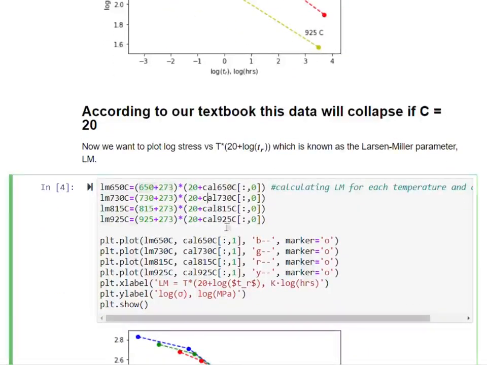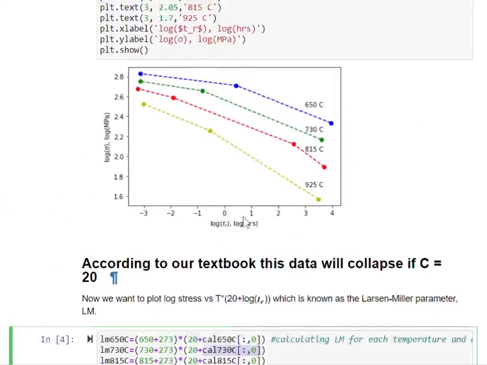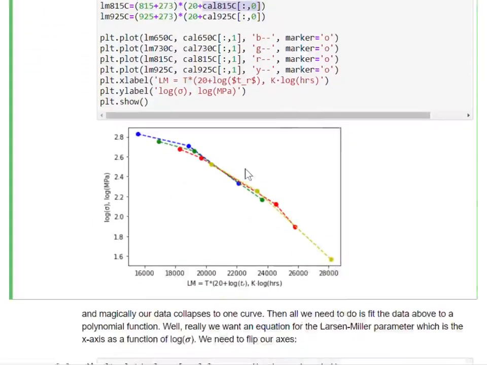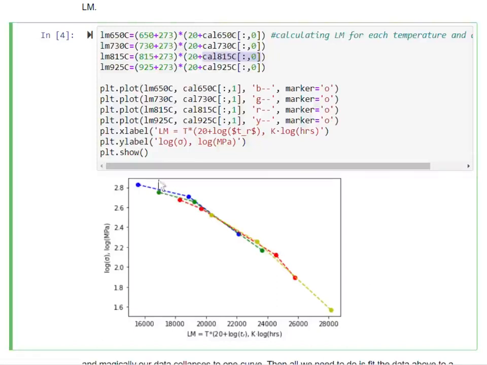So that's what I'll do for each of them. Take the rupture time, the log of the rupture time. Remember, we've already taken the log of it. And so here I just have to pull that off. I don't need to take the log of this. We've done it already. So that's convenient. But this is the log of the rupture time, I should have said here, plus 20 times the temperature. Log of the 815C rupture time, plus 20, times temperature. And so that's my new set of data. And we go ahead and plot that. And indeed, we get the data collapsing onto one curve.